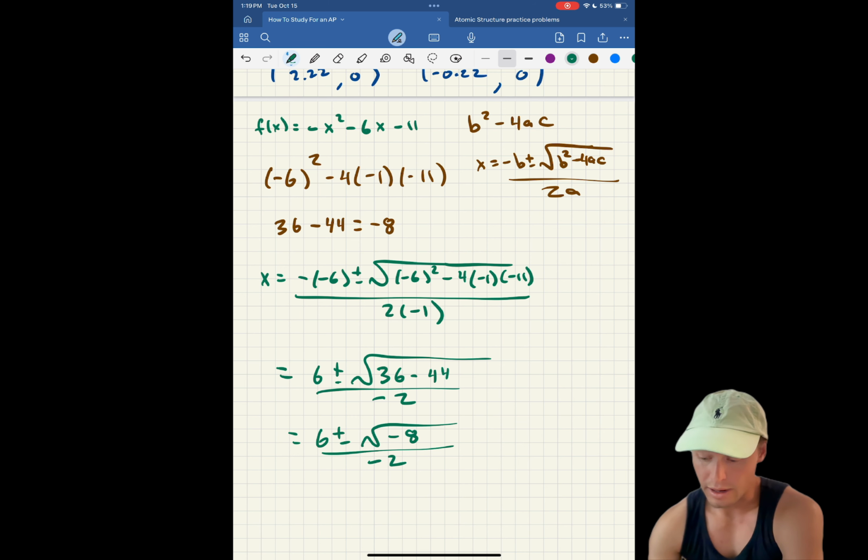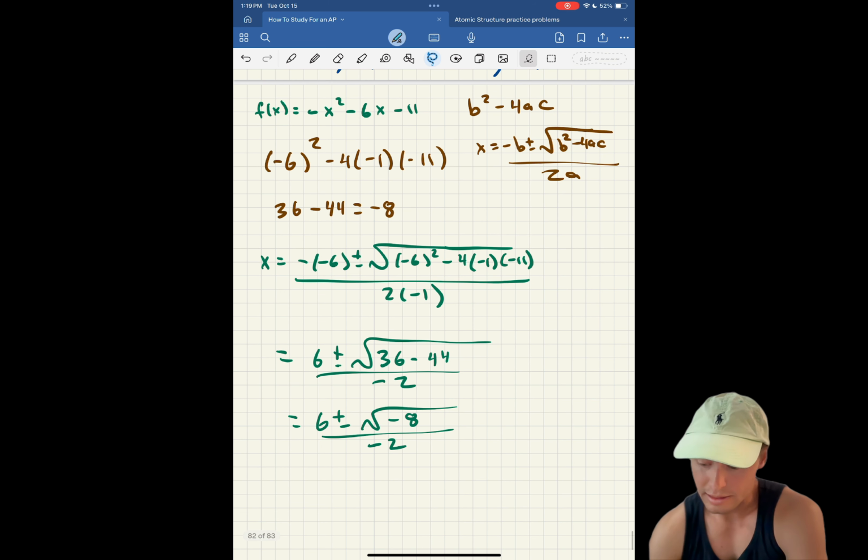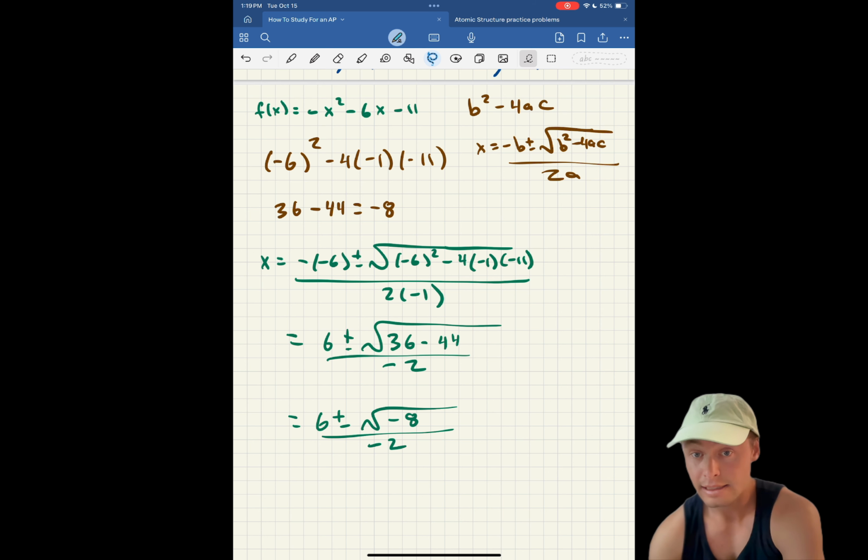Now here's the part where it varies a little bit. What is the square root of negative 8? Okay, so the square root of negative 8 doesn't have a real answer. There are no two numbers that when you multiply them together, you get negative 8.